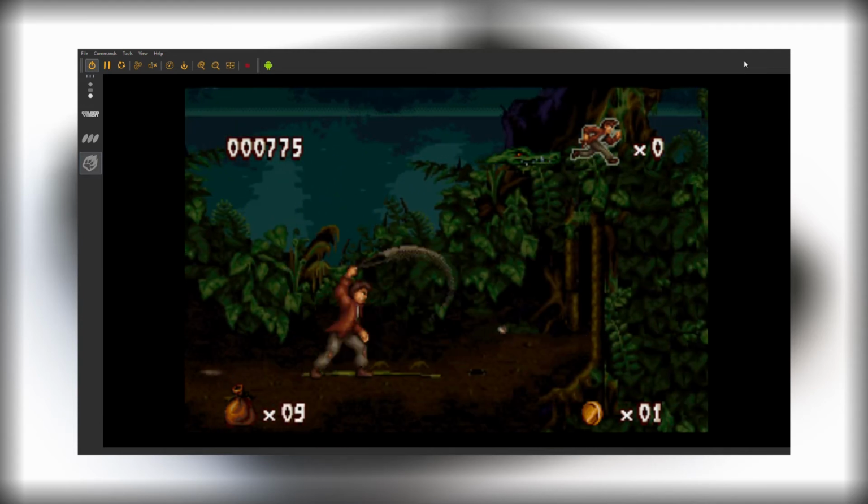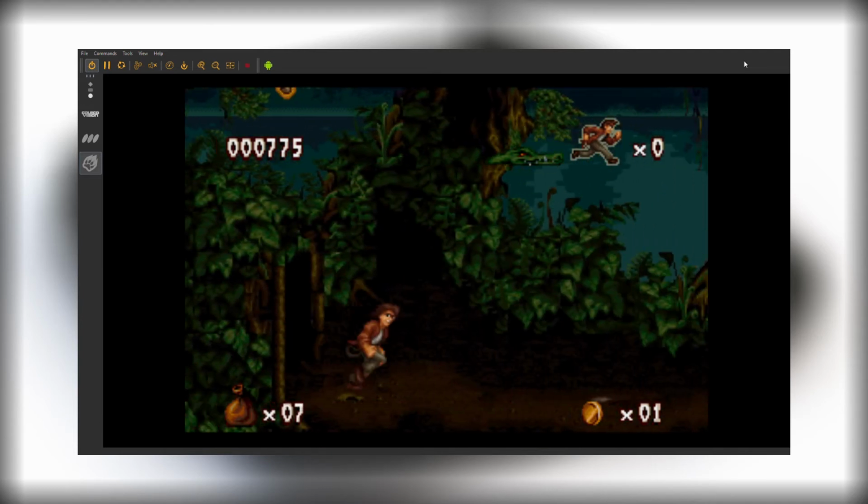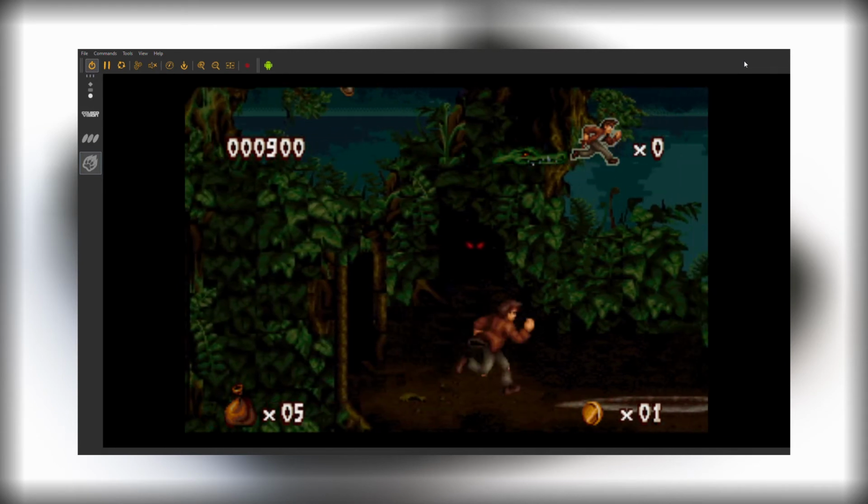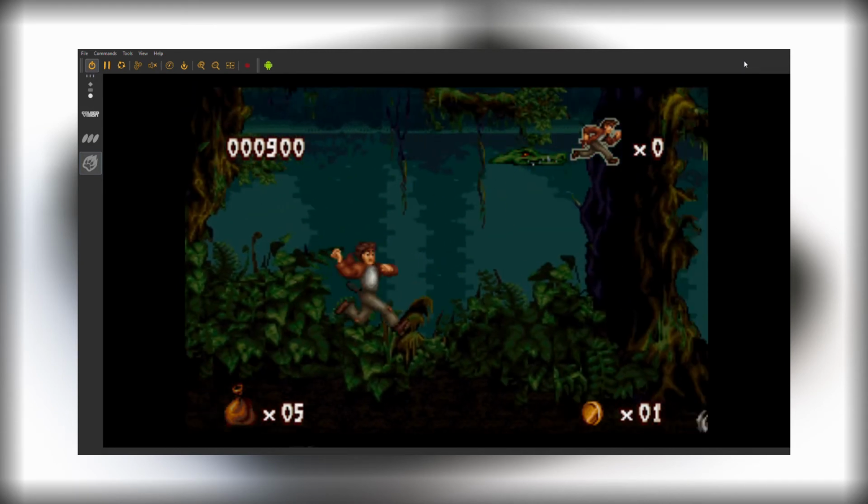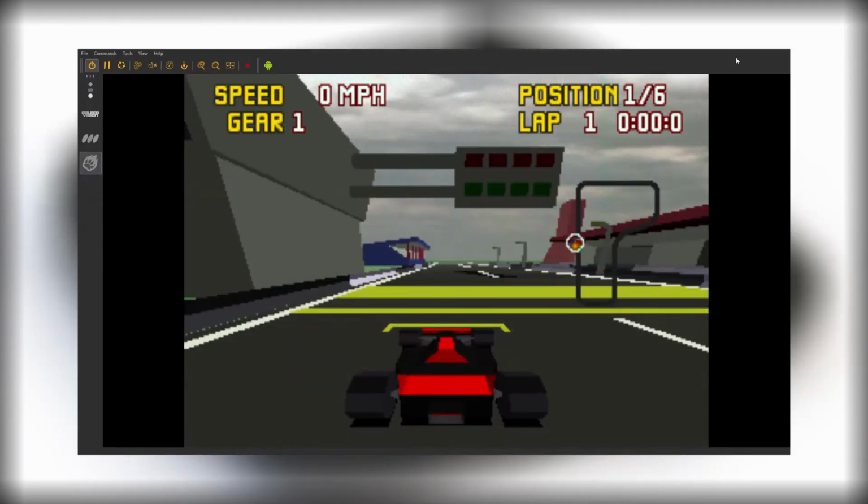If it's red, it's NTSC. If it's green, it's a PAL machine. Now, the Jaguar was Atari's last hurrah. It failed quite badly. The reason being, it was cartridge based and it didn't have the software support.